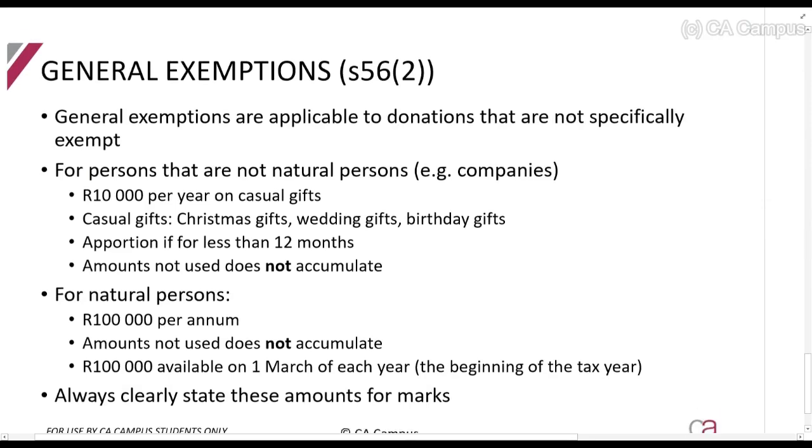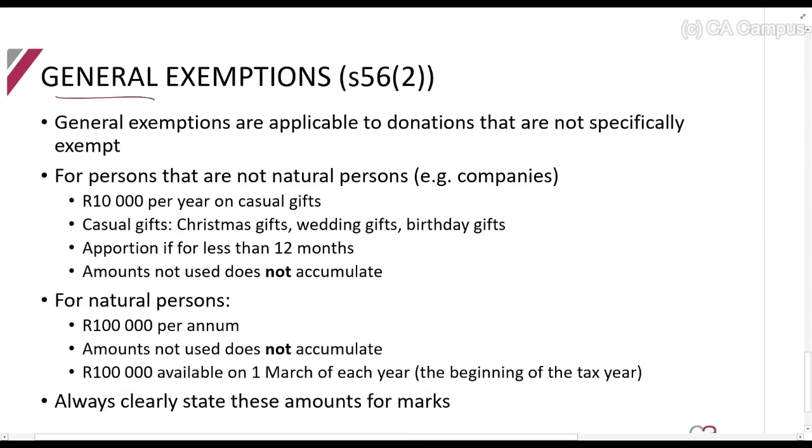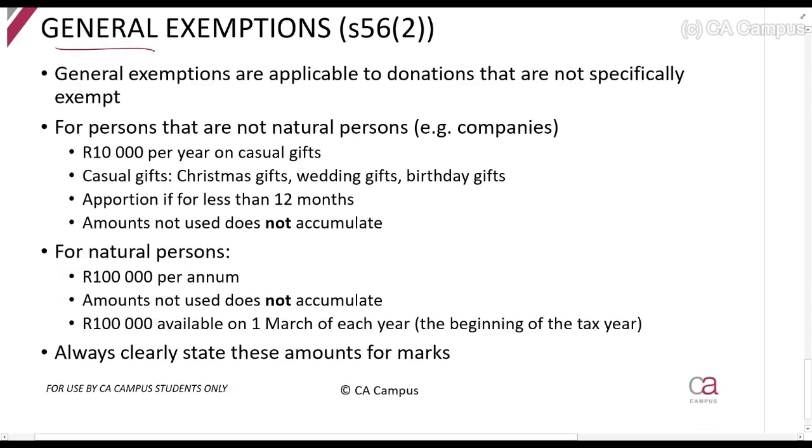Right, guys, and then I said, if you don't have a specific exemption, you have to look at the general exemptions. So what are the general exemptions? There are two of them. There is one for persons that are not natural persons, so like companies, trusts, and one for natural persons. Right, if a non-natural person makes donations, they can get 10,000 rands per year as an exemption on casual gifts.